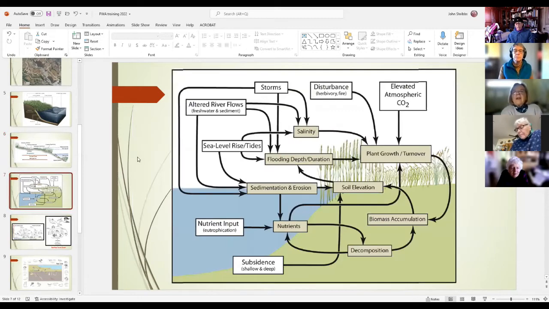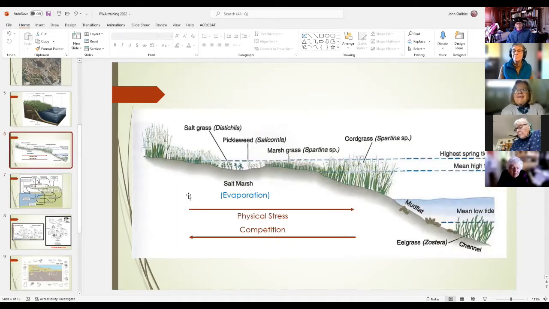Okay. Yeah, but the birds love it, right? The birds still love it. They don't care.